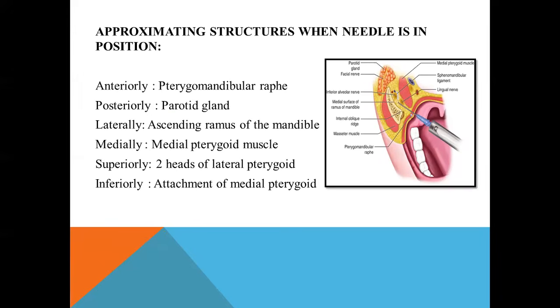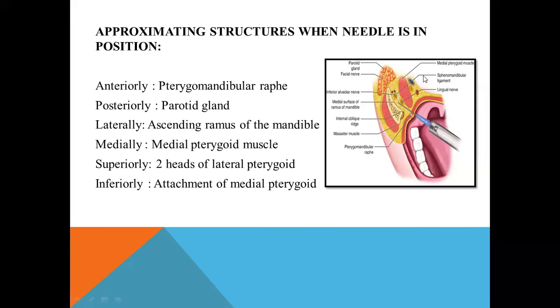Coming to what are all the approximating structures when a needle is in position. This is a simple picture, so you can correlate the wordings and the picture, which will be very useful for you. Anteriorly, you will have the pterygomandibular raphe. Posteriorly, you will have the parotid gland. Laterally, you will have the ascending ramus of the mandible. Medially, you will have the medial pterygoid muscle. Superiorly, you have two heads of the lateral pterygoid muscle. Inferiorly, you will have the attachment of the medial pterygoid muscle.